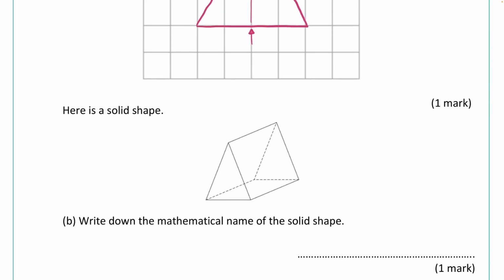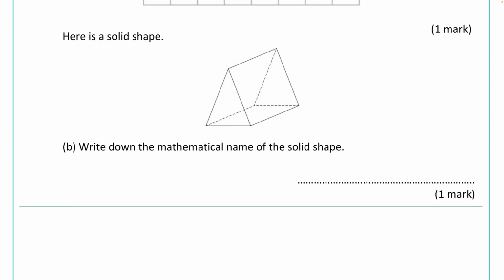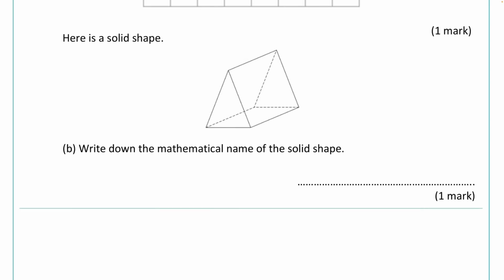Part B here, it says here is a solid shape, write down the mathematical name of this solid shape. Now, for this one here, we have a prism with a triangular face. So this one here is just called a triangular prism. And there we go, there is the mathematical name of that solid shape. Of course, just make sure that you know all your different solid shapes, such as a cylinder, where it has a circular cross-section.